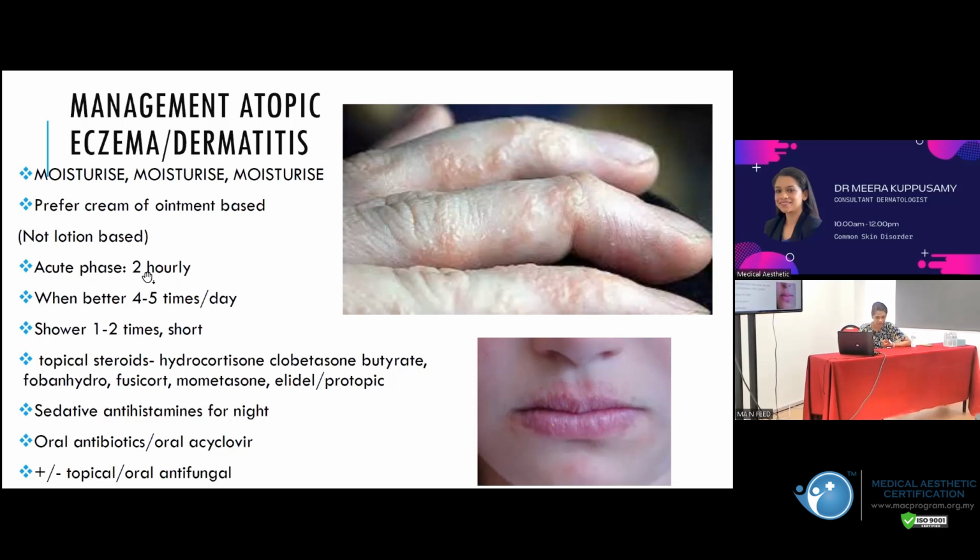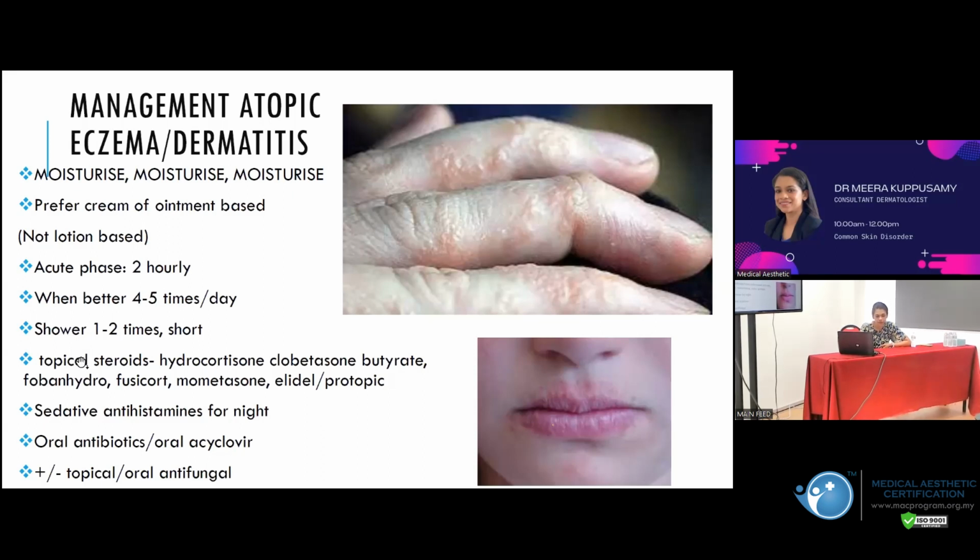So usually it's after showers, you tell them to moisturize. And they must shower once or twice per day only, or in short showers, which is around 15 minutes. So some patients tend to shower many times, 4 to 5 times a day, to relieve the itch. So this one, we need to advise them not to do that.